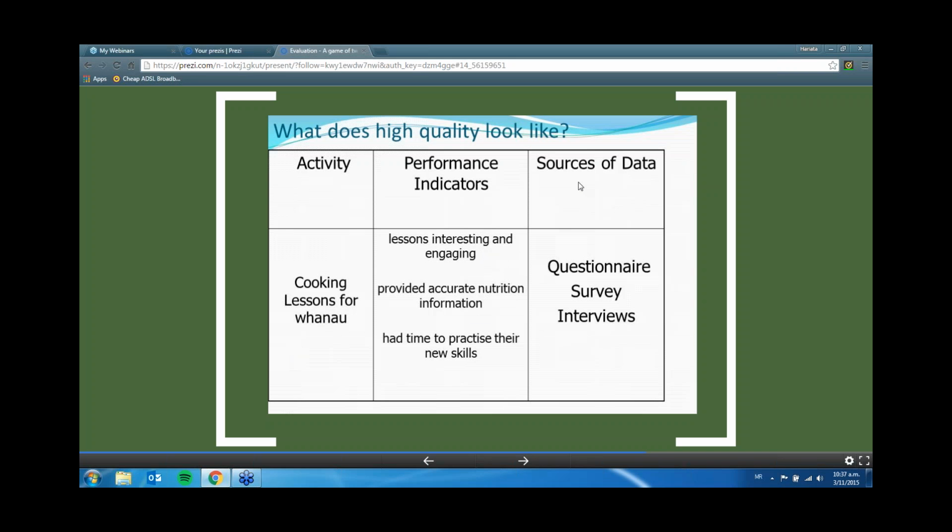And we also move here where we actually identify where we're going to get the data from to prove that we've seen it. So a given there is your questionnaire or your survey that you hand out at the end of your session, and then also the interviews. You can do interviews, you can do SurveyMonkey.